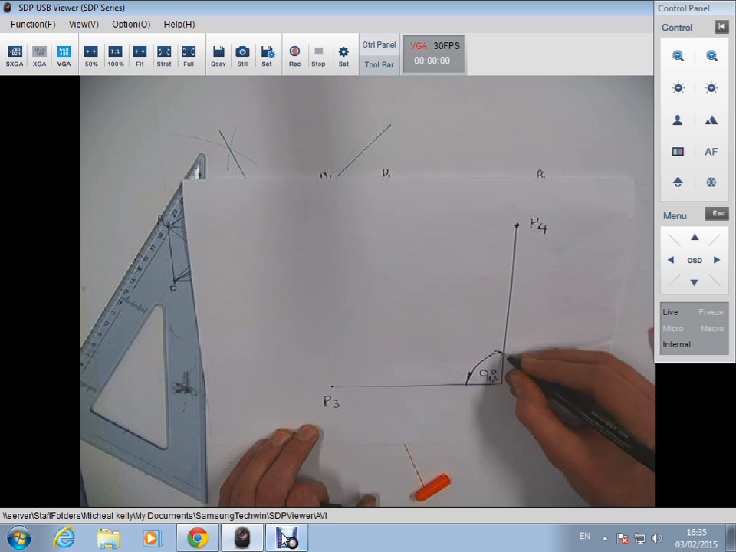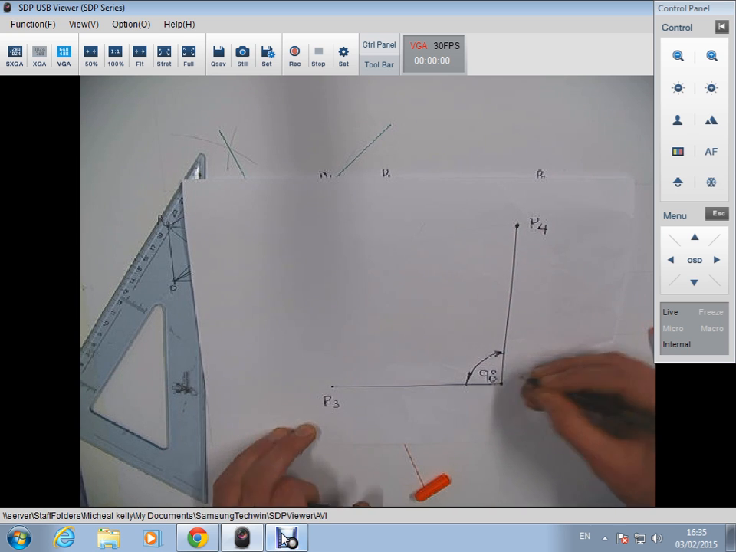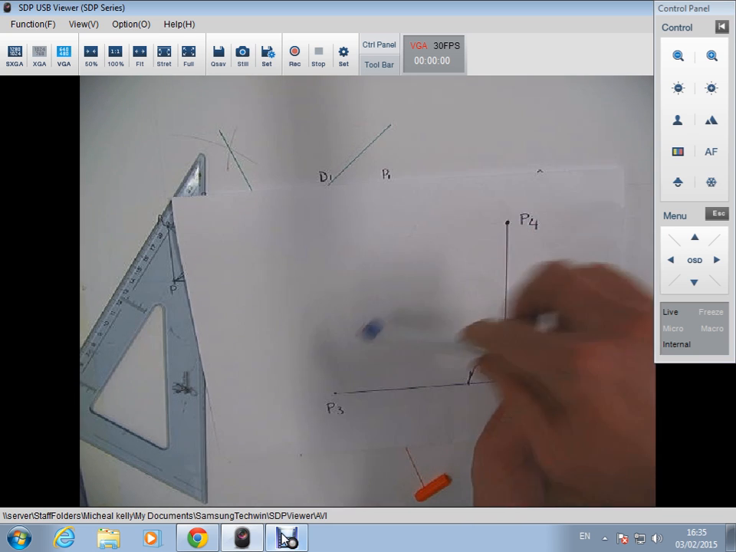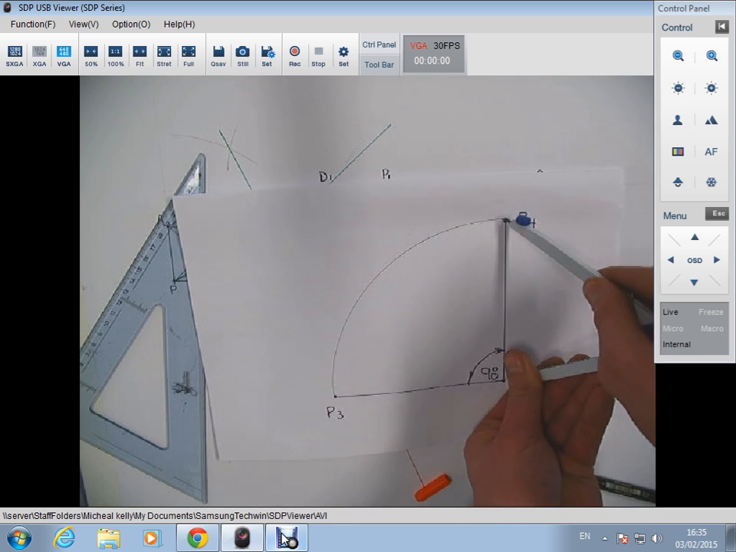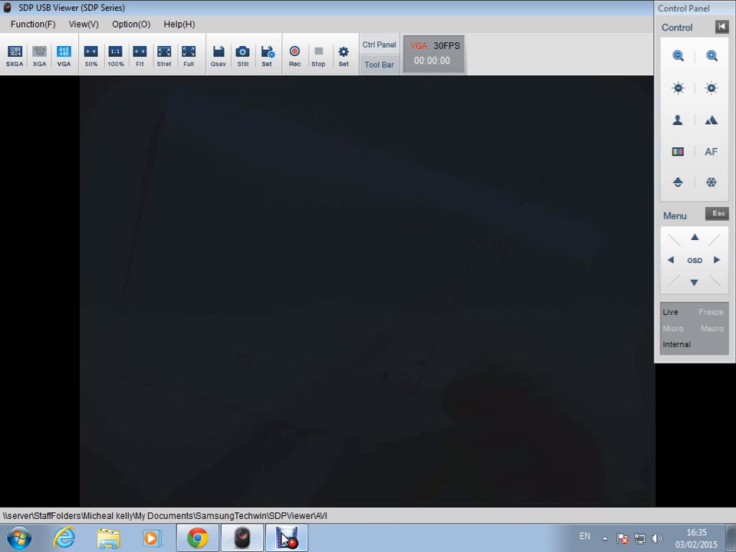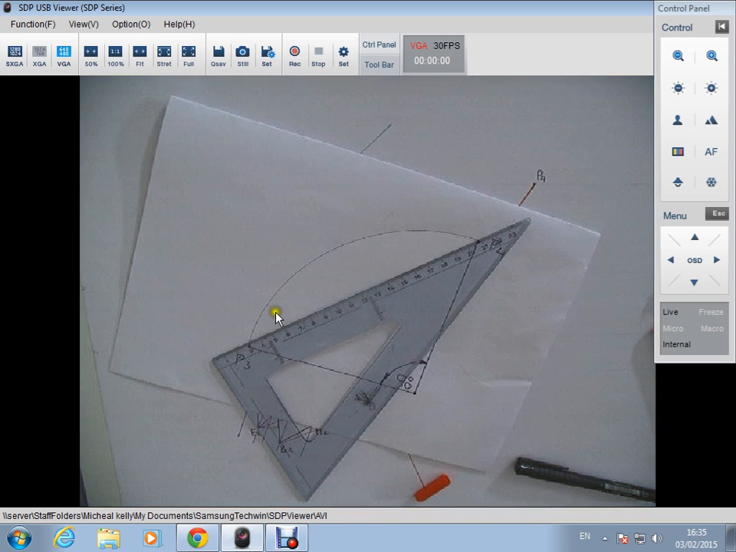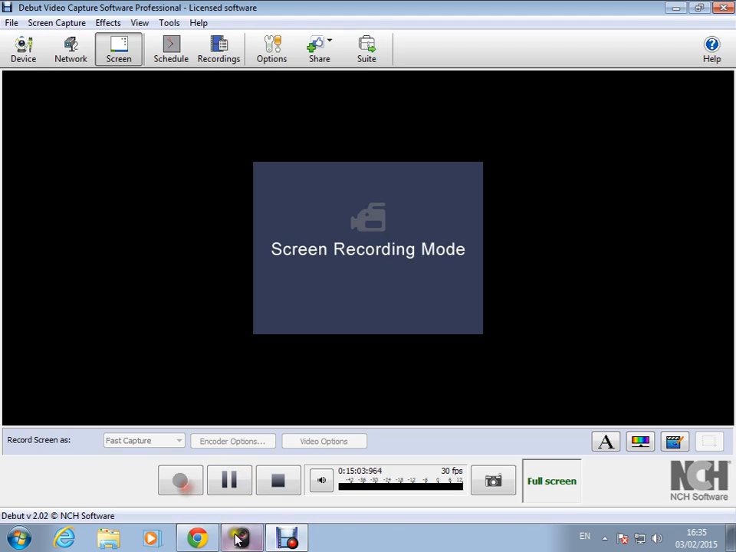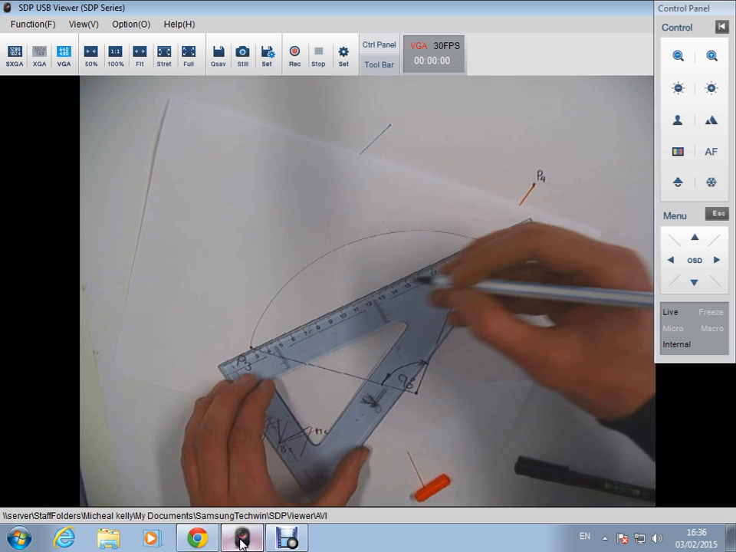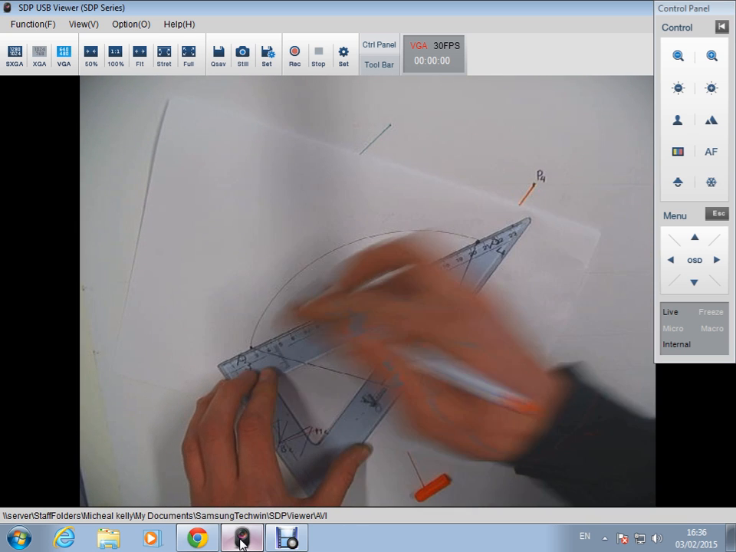So to find this point of rotation here, to rotate point P3 around to P4 through an angle of 90 degrees, what I'm going to do is join point P3 to P4.